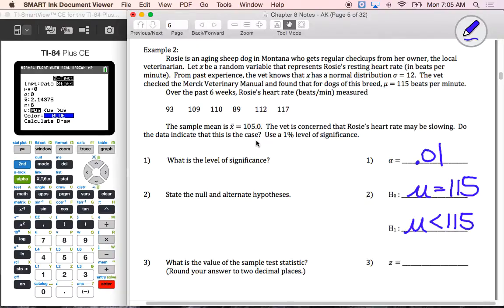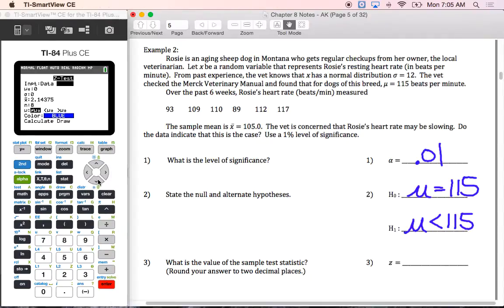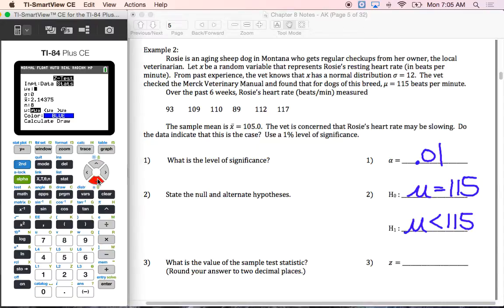This you can only find on your calculator. So after you do steps 1 and 2, we're going to go over to our calculator and fill things in. When it says mu sub 0, remember that is your null hypothesis, so 115. Then our sigma, look back at the problem, they tell us sigma is 12.